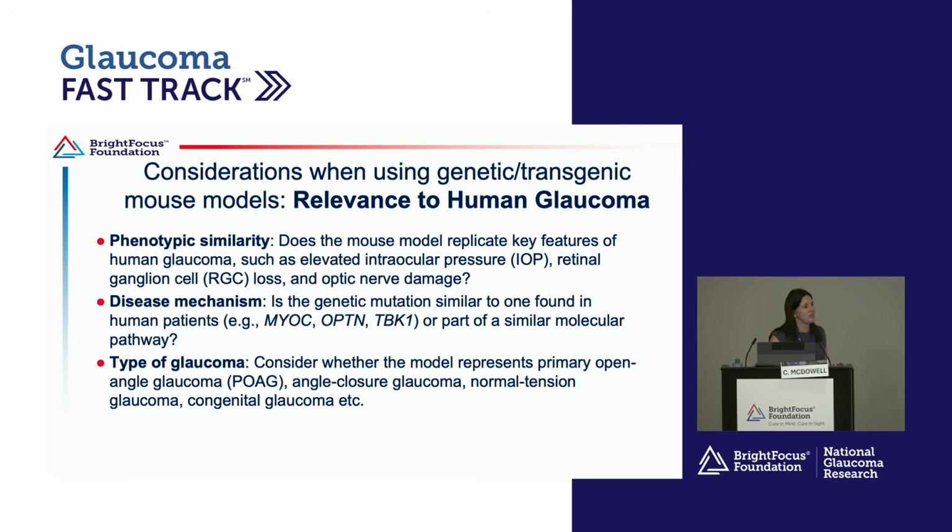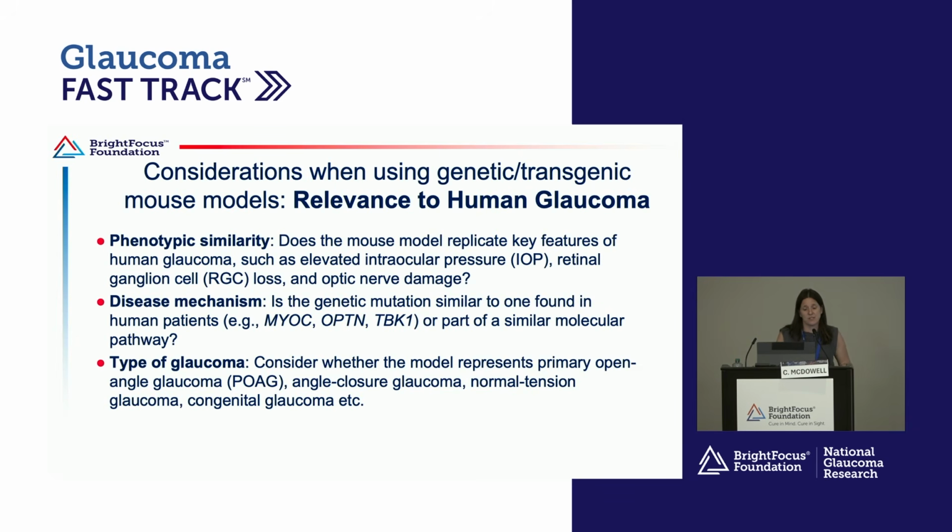Also considering disease mechanism. So is the genetic mutation on your transgenic mouse or your spontaneous mutation relevant to human patients? So is it myocilin, optineurin, TBK1, mutations that we see in the human population? Or is it part of a similar molecular pathway that might lead to new phenotypes or molecular pathways that might be relevant to the human disease?